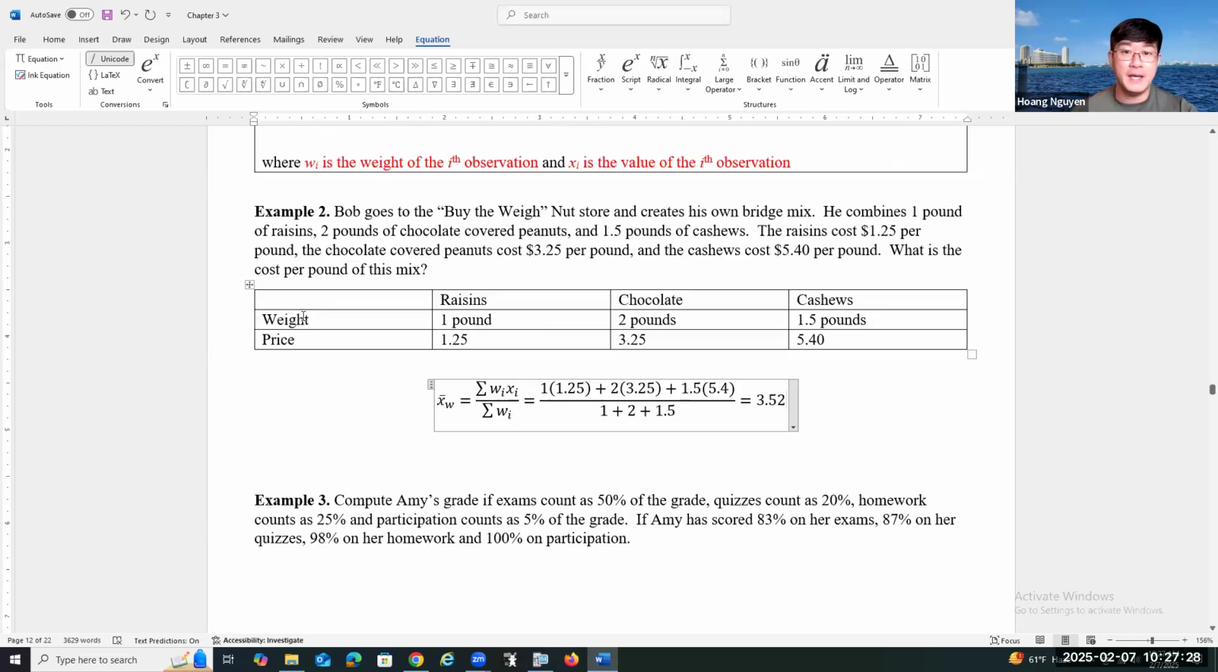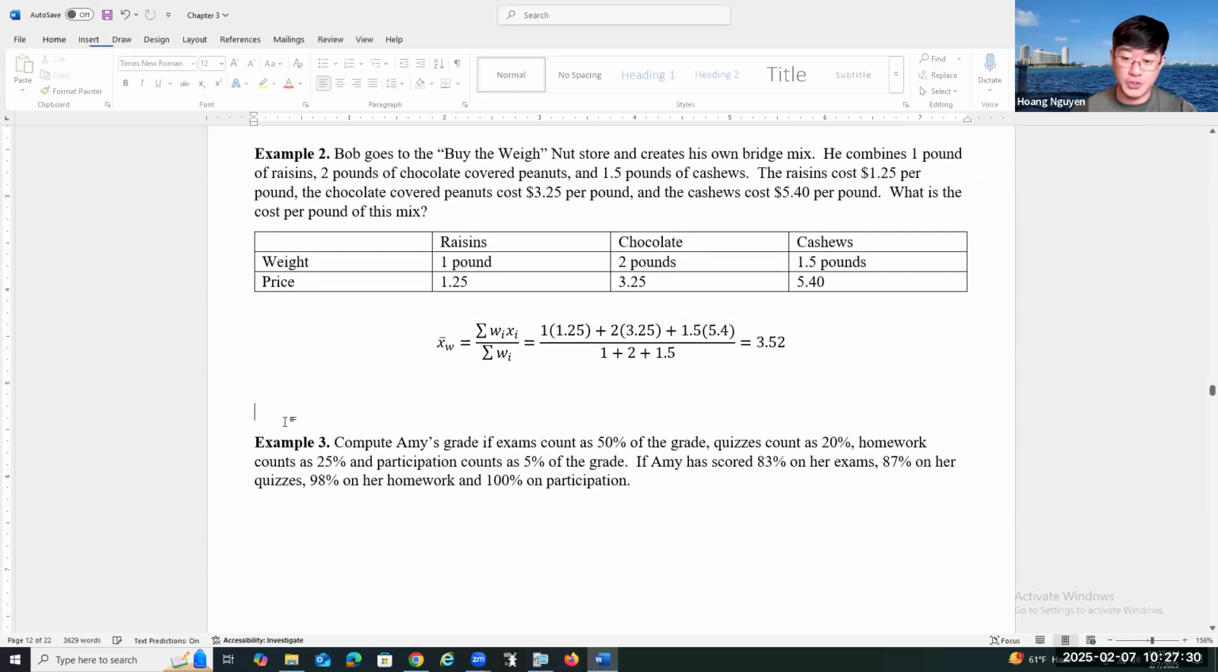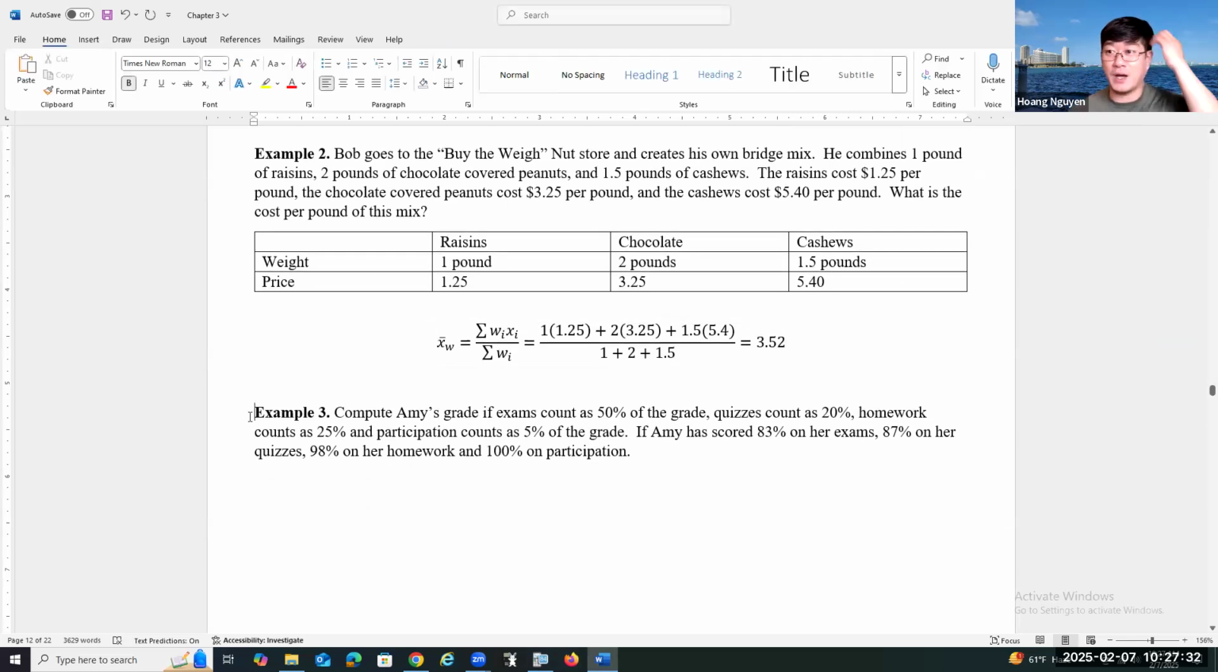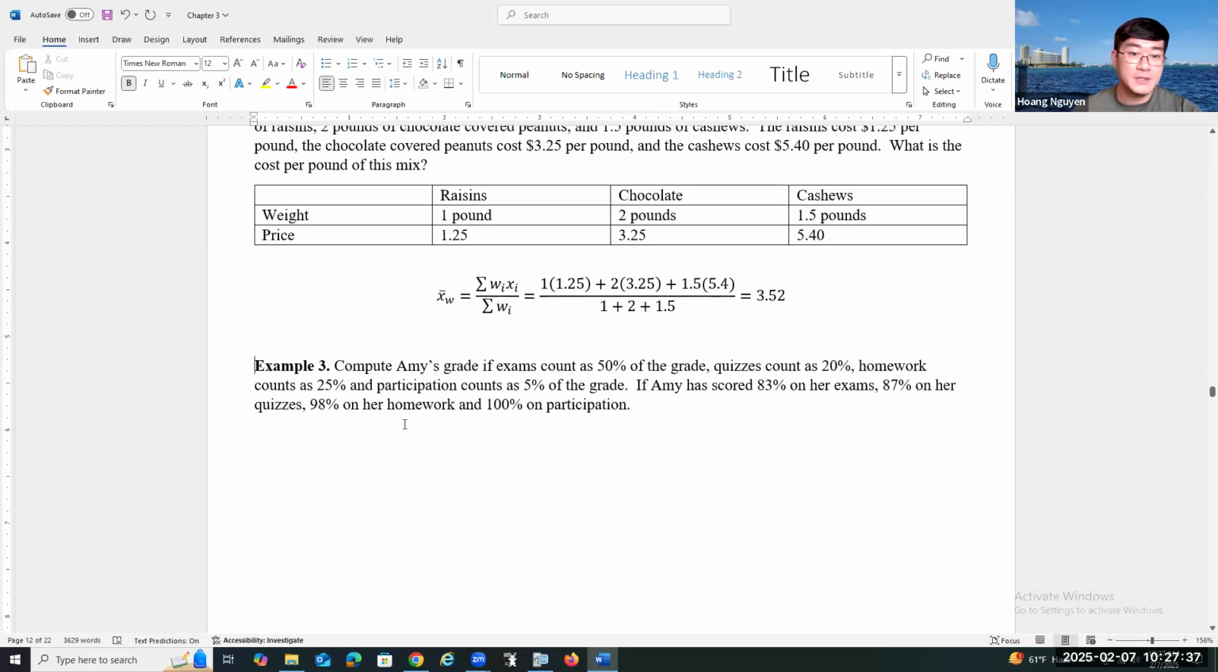Now, another question we can give a try using the ideas of the approximation of the mean, or the weighted mean. Compute Amy's grade if the exam counts for 50% of the grade, the quiz is 20% of the grade, the homework is 25% of the grade, and participation is 5% of the grade. Amy has a score of 83 on her exams, 87 on her quizzes, 98% on her homework, and 100% on participation.